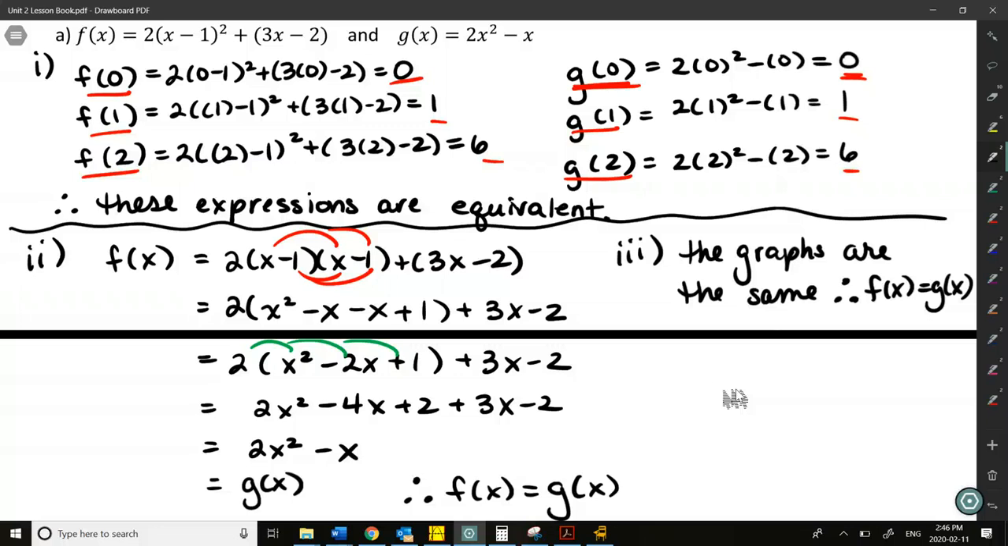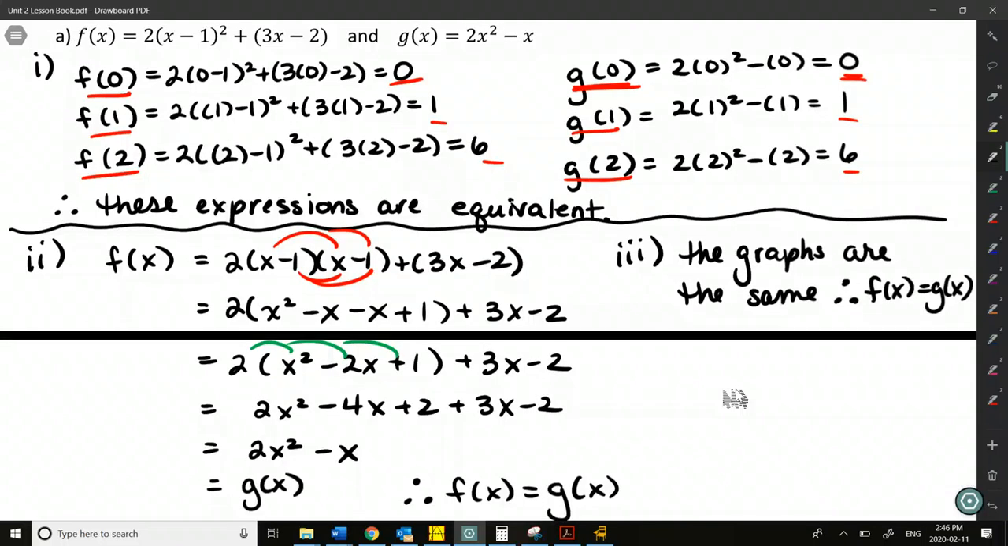Yeah, so you would have to have a graphing calculator that you can use, or you can check on Desmos, obviously not on a test, but on a test you'd probably just utilize the first or the second method. Yeah. Okay, any questions so far?